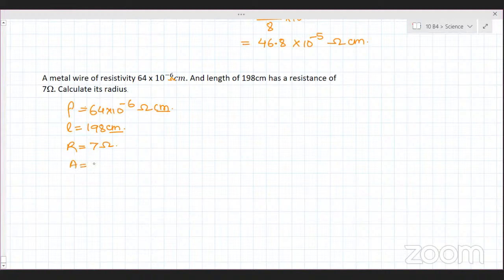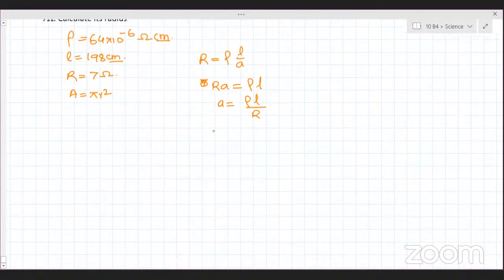So for that we need to calculate area. Area is equal to pi r square. Now we have to use R is equal to rho L by A, or rho is equal to RA by L. Resistance is 7, so A we have to calculate. RA is equal to rho L, so A is equal to rho L by R. Area is equal to pi r square is equal to rho L by R, and r square is equal to rho L by R into pi.